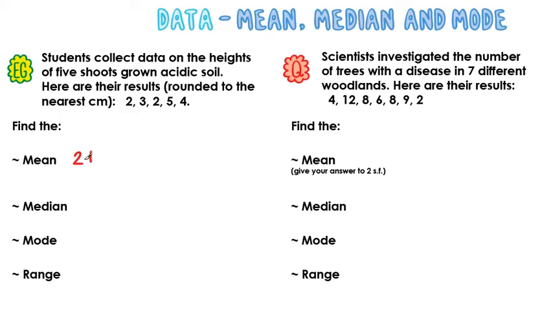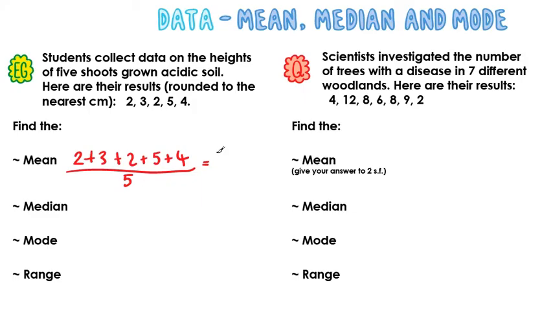So all we're going to do is add up all of the numbers, and then we're going to divide by how many numbers we have. We've got 1, 2, 3, 4, 5 numbers, so we'll divide by 5. Use your calculator for this, and you should get 3.2.